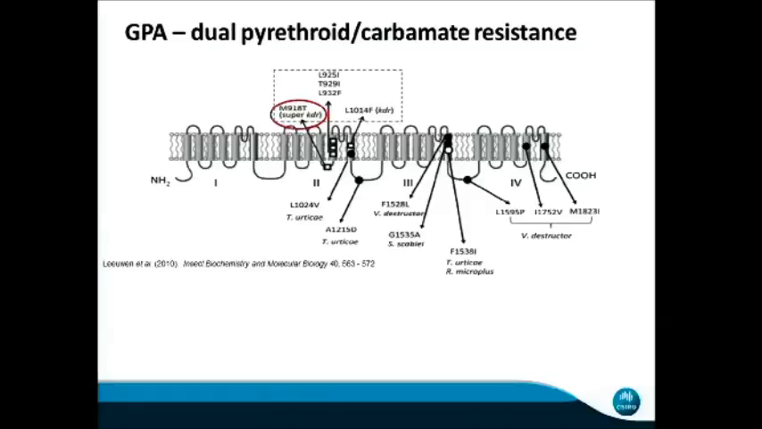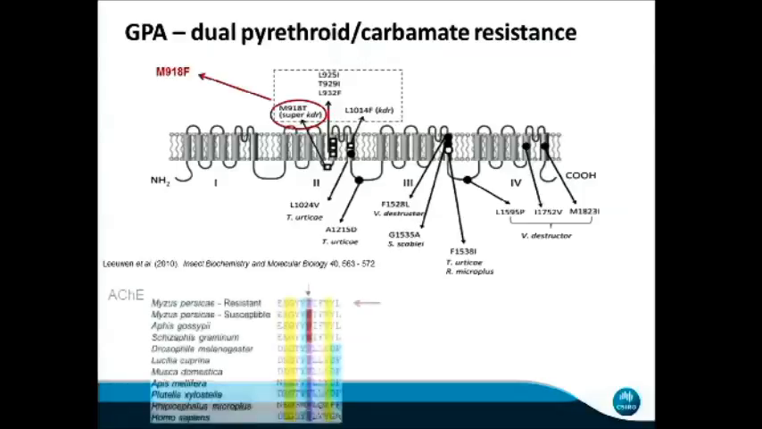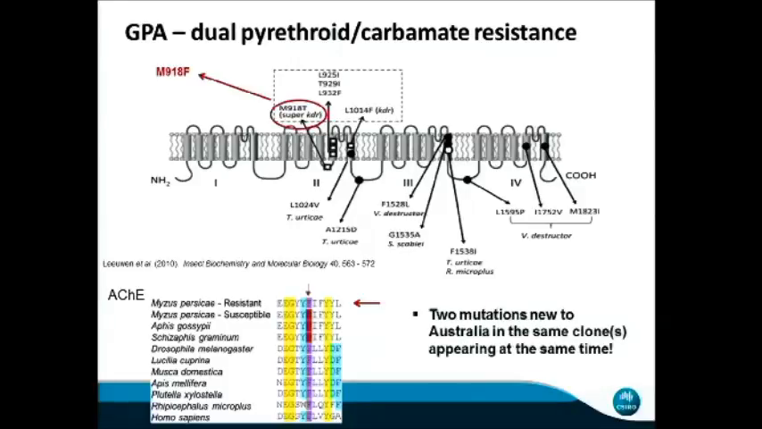And here we have what was previously discovered in pyrethroid-resistant individuals in Australia. Turns out when we looked, we actually have a new mutation at this locus, where a different amino acid change has occurred, M to F rather than M to T. Same location, but different amino acid. When we look in acetylcholinesterase for carbamate resistance, again, we have a new mutation not previously identified in Australia in these dual-resistant clones.